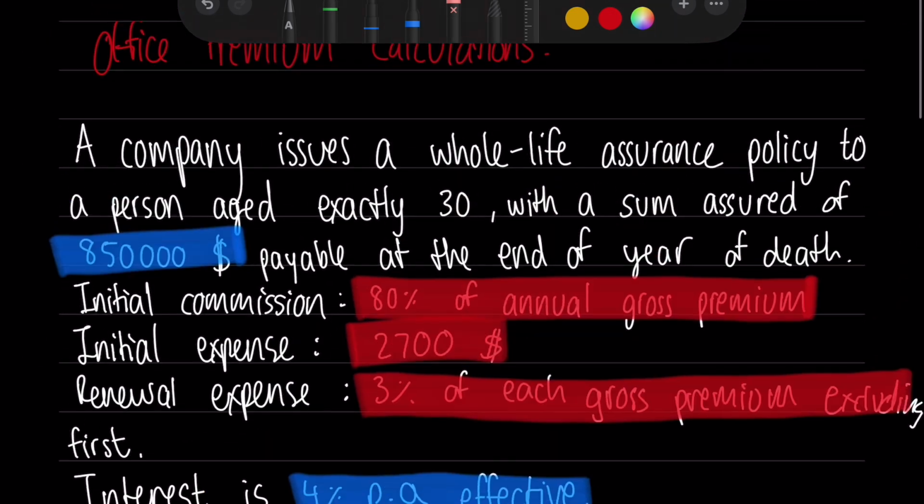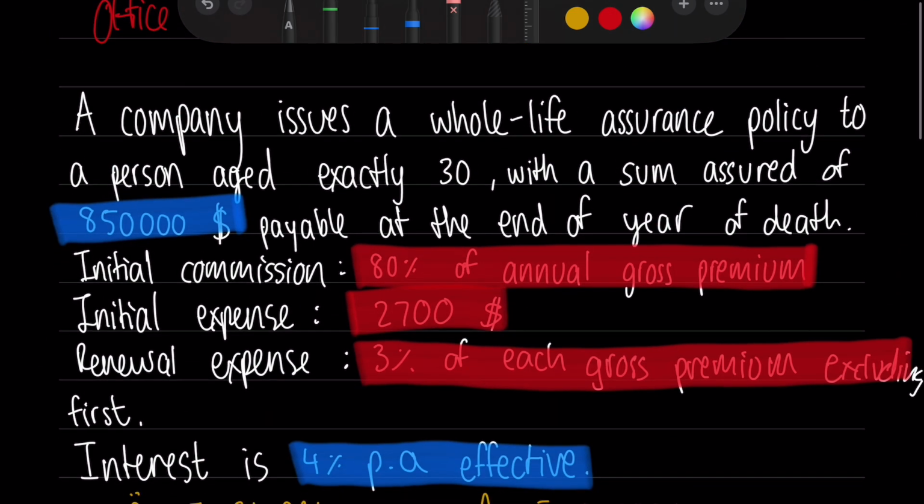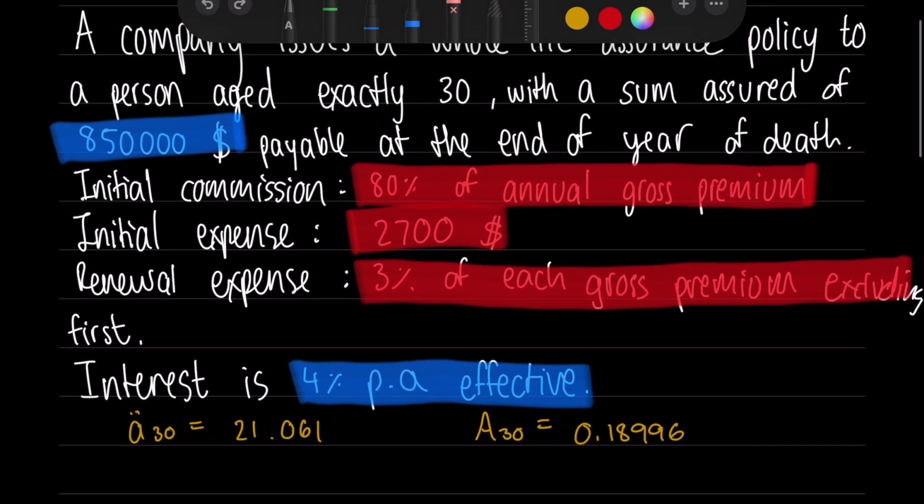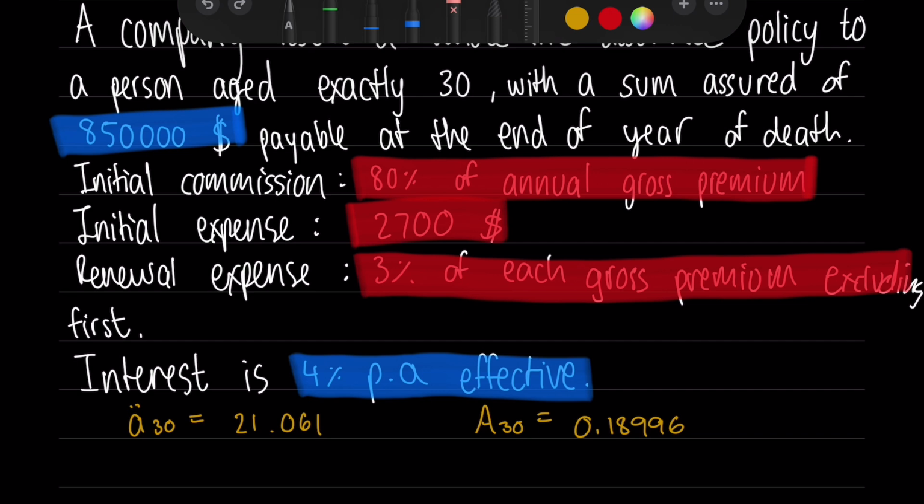Let's discuss our expenses. The first one, the simplest one that's popped into my mind is the 2,700, because this is our initial expense. There's no discounting happening. It's happening at time zero. The initial commission, we're going to treat it the exact same as the initial expense. A bit more calculation happening here, but also no discounting. But renewal expenses, this 3% of each gross premium excluding the first, so it's starting at our second payment.